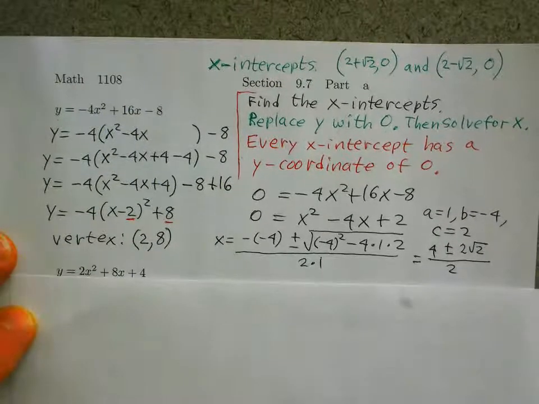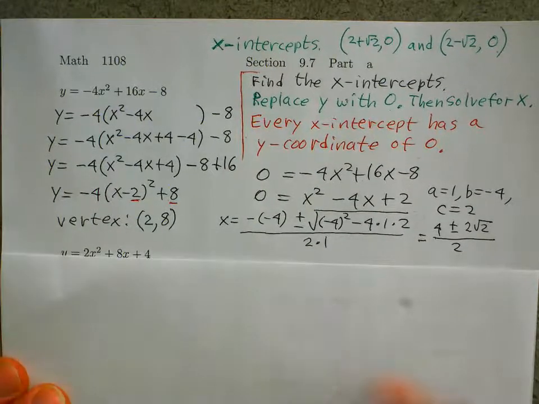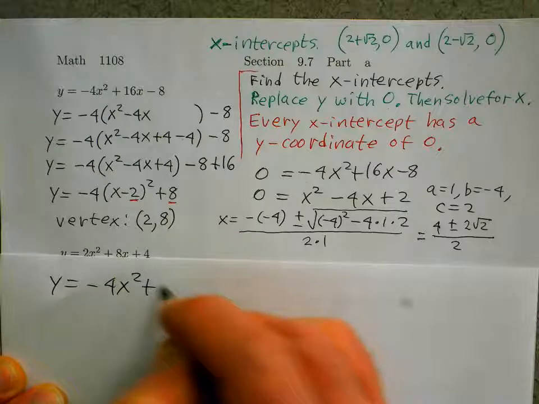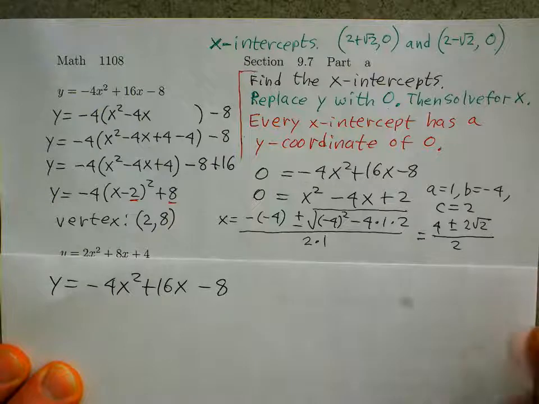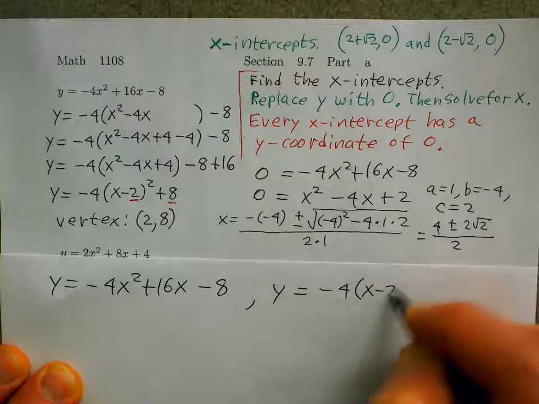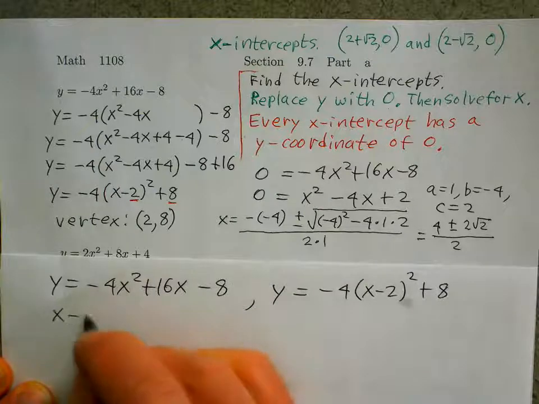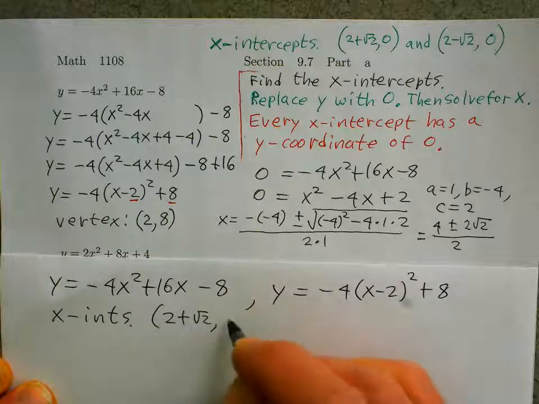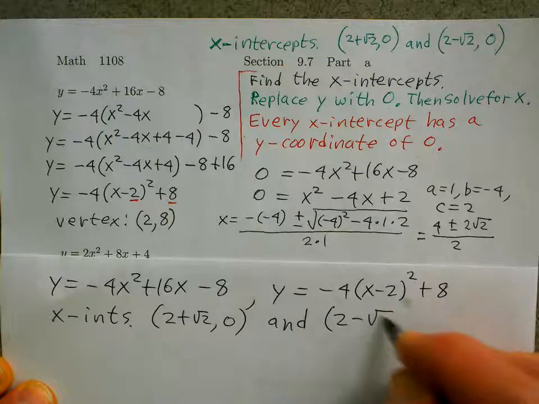So we might as well graph it. I'll get out a different piece of paper. So we're going to graph y equals negative 4x squared plus 16x minus 8. In vertex form, it's negative 4 times x minus 2 quantity squared plus 8. We found the x-intercepts: 2 plus the square root of 2 comma 0 and 2 minus the square root of 2 comma 0.